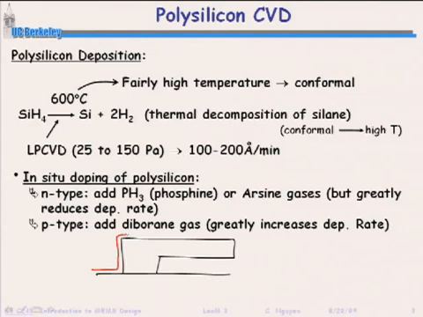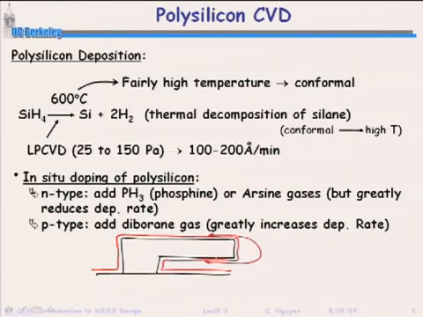Okay? If your temperature is high enough, you can do this because, again, an adatom that deposits here can move around and end up there and actually react. And polysilicon at 600 degrees C is one of these deposition processes where this happens.